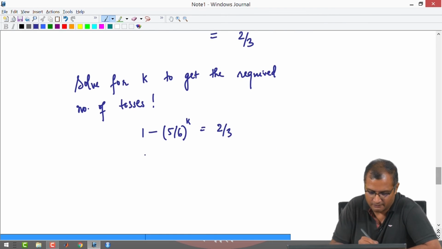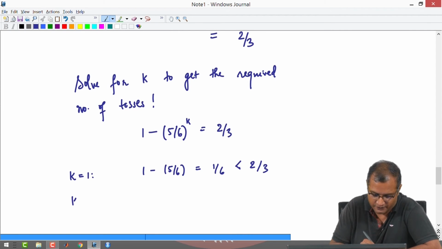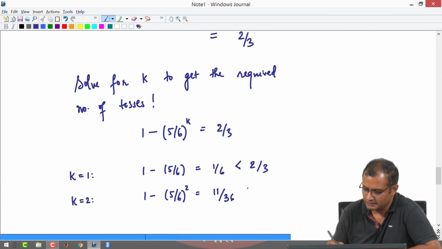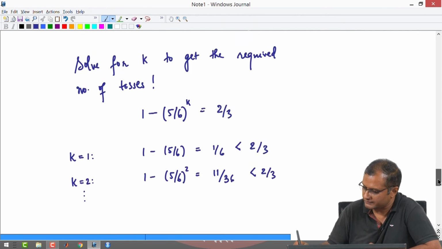For example, if you take k equals 1, if you just toss it once, then you can see it is 1 minus 5/6 equals 1/6, and this is definitely less than 2/3. Okay. So, I do not get the equality for one toss. Now, if you take 2 tosses, you get 1 minus 5/6 to the power 2, which is basically 11/36. This is also less than 2/3. So, this way you keep on increasing k.